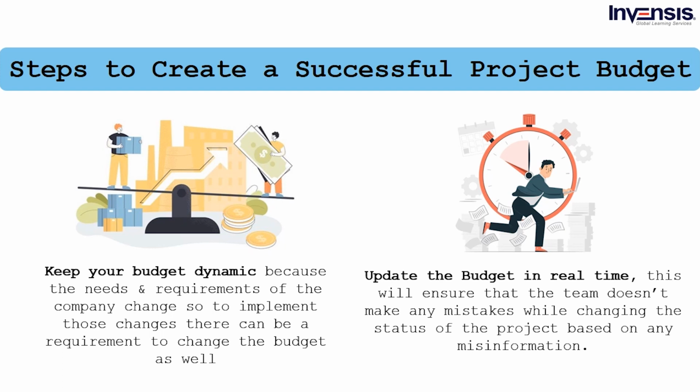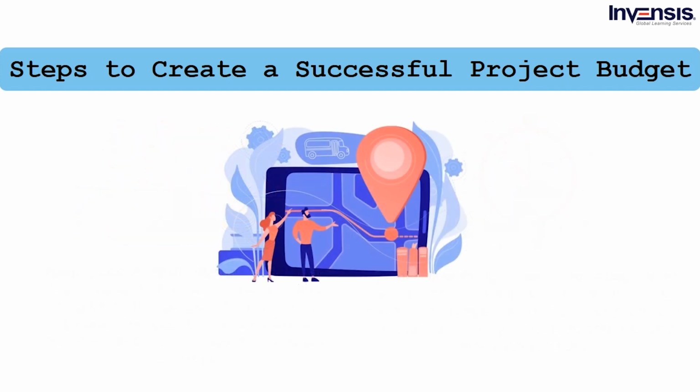The sixth step is to update the budget in real time. When it comes to budget changes, make sure you keep your entire team up to date on all of them in real time. This will ensure that the team does not make errors while updating the project status due to erroneous information.